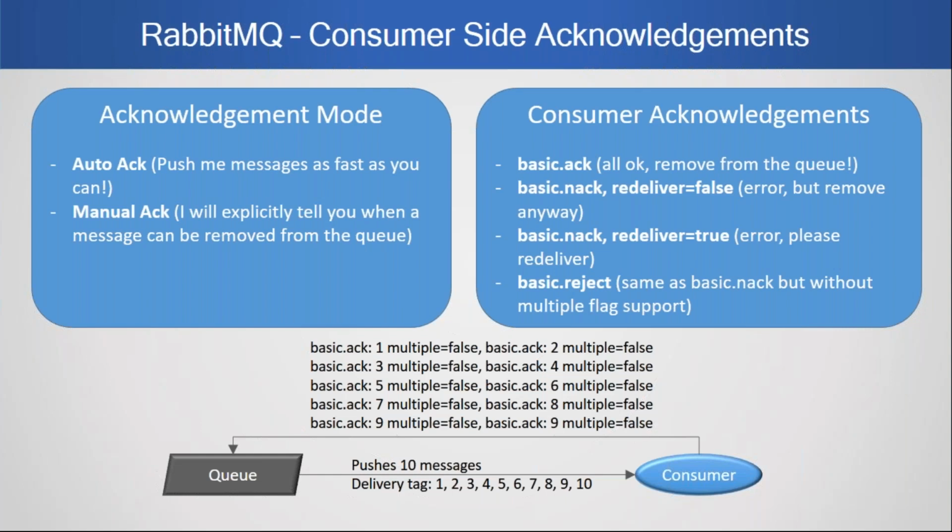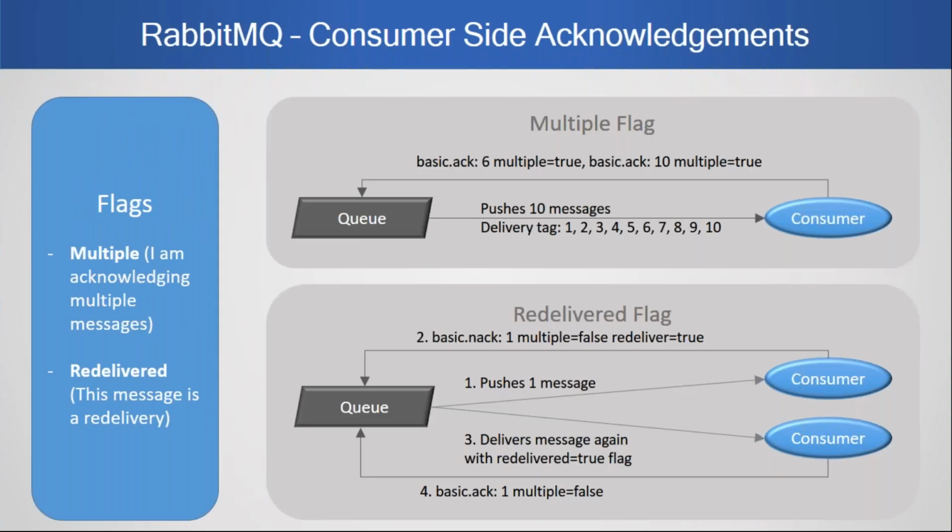Then you have a basic NACK with redeliver equals true, which basically says, I can't process it and it needs to be redelivered. Now, if there's only one consumer on the queue, it will get redelivered to the same consumer. And if there are multiple competing consumers, then the message will be delivered to any one of those consumers. There's also basic reject, which is like basic NACK, but without multiple flag support. So the multiple flag is great for throughput. If we've processed 10 messages, we could, in a single message, just put the multiple flag as true and a basic ACK of 10.